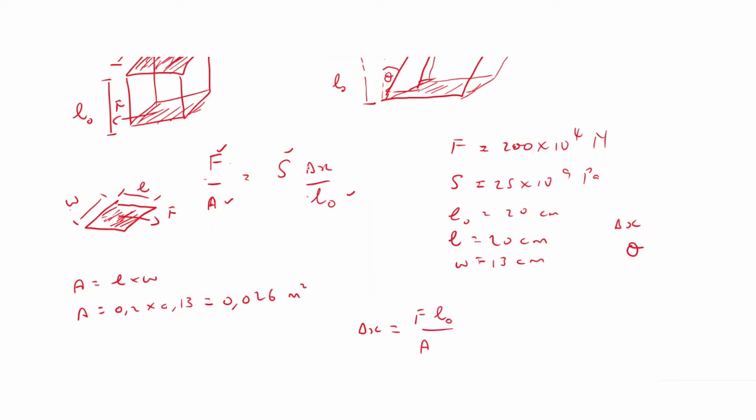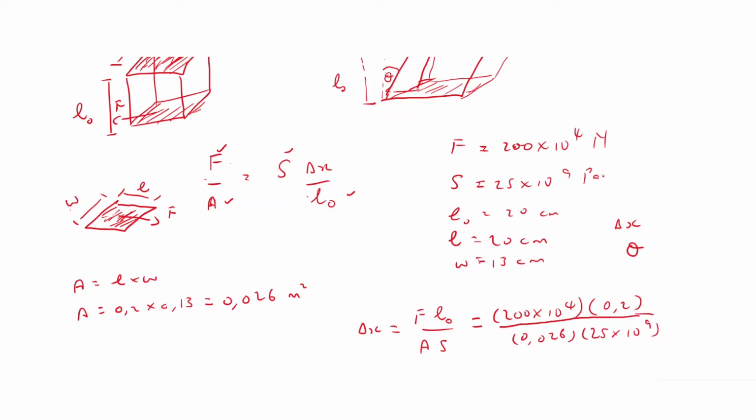So I want to make this a substitutable formula, so I have to divide by that, and there it is. Then I can just substitute everything that I have here, which is 200 times 10 to the power 4. Then this one, change it into meters as well, is 0,2. You just divide centimeters by 100 to get it into meters. I taught you this chapter. Then you take the area, which is 0,026, and then you use the shear modulus, which is 25 times 10 to the power 9.